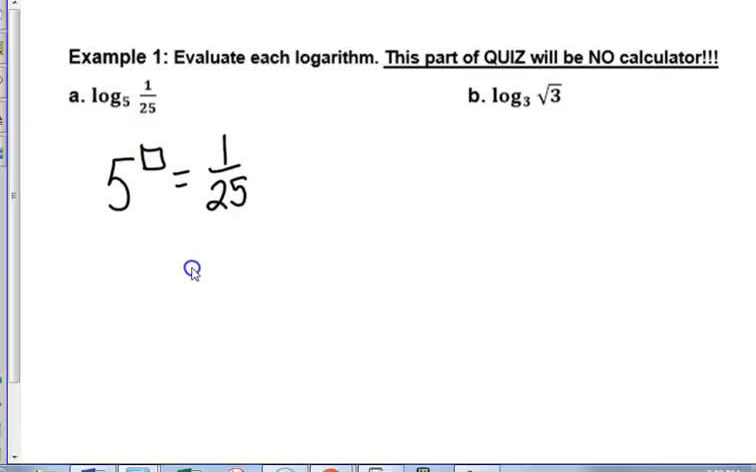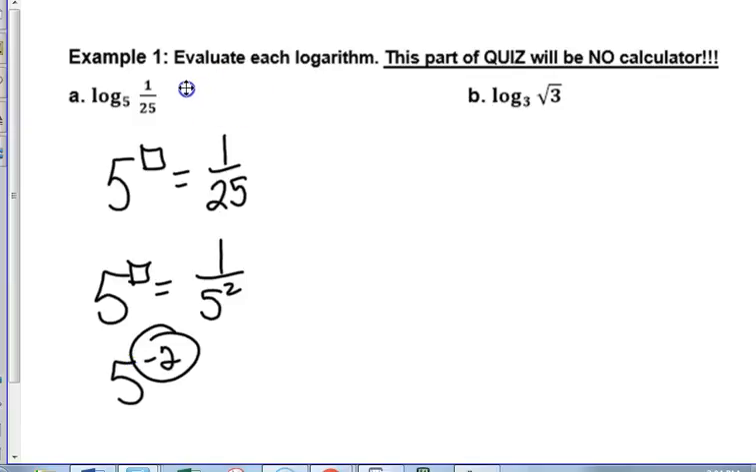Okay, can you think about that? 25 is what? Yeah, it's 5 squared, and what put it down in the denominator? Yes, this is 5 to the -2, so the answer to this is -2. You can get a negative out, you just can't take the log of a negative.